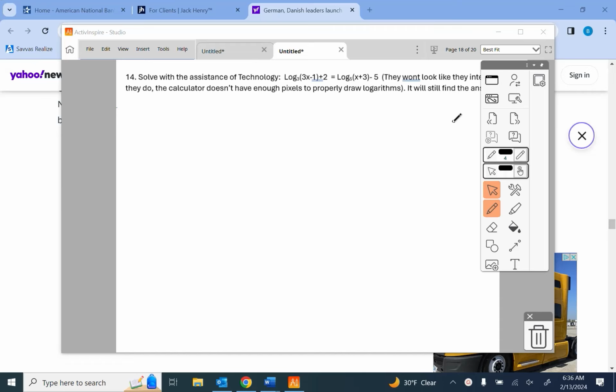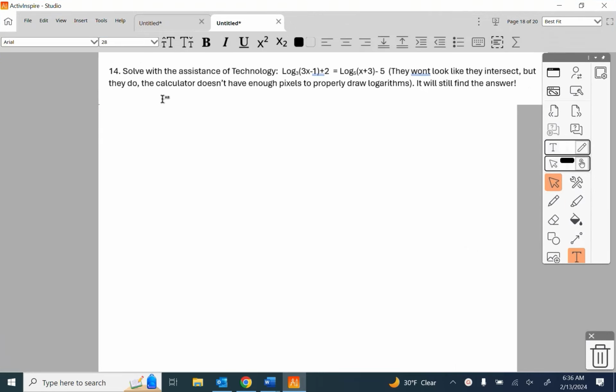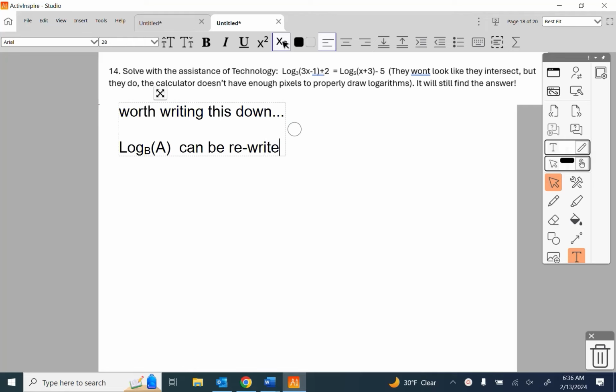So this is a straight up solve with the assistance of technology. I know that you're just kind of playing along here, but it's definitely worth writing this down. That the log of base B, argument A, oops, can be rewritten as ln of A over ln of B.